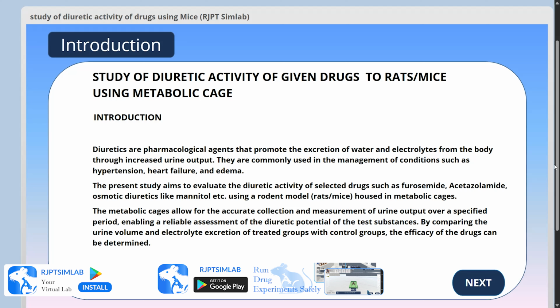By comparing the urine volume and electrolyte excretion of the treated group with the control group, we will divide the animals into two groups: the treated group and the control group. The control group contains the rats to which we will not give any drug, and the treated group will be the rats on which we will administer the diuretic drugs. Then we will compare the urine output of both groups, and the efficacy of the drugs can be determined.